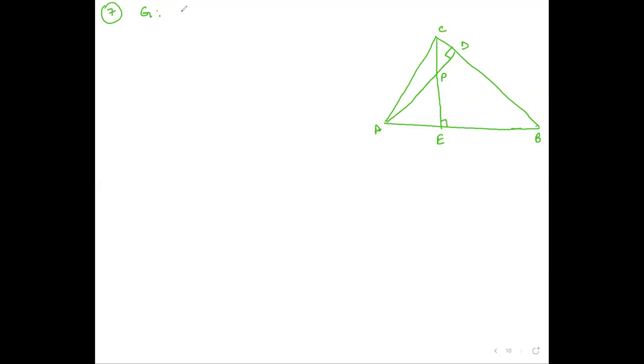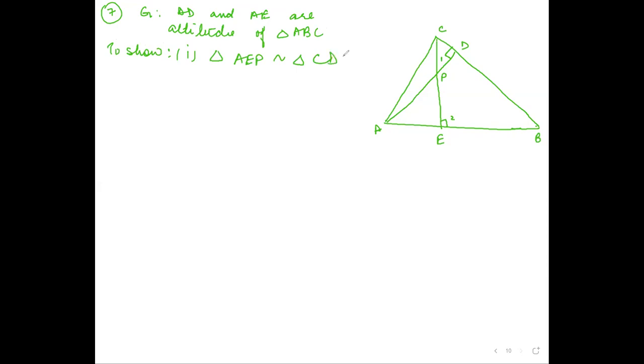It is given that angle 1 and angle 2 are 90 degrees. Altitude means this thing. So AD and CE are altitudes of triangle ABC, and that is given. Now to show the first part, that triangle AEP is similar to triangle CDP.